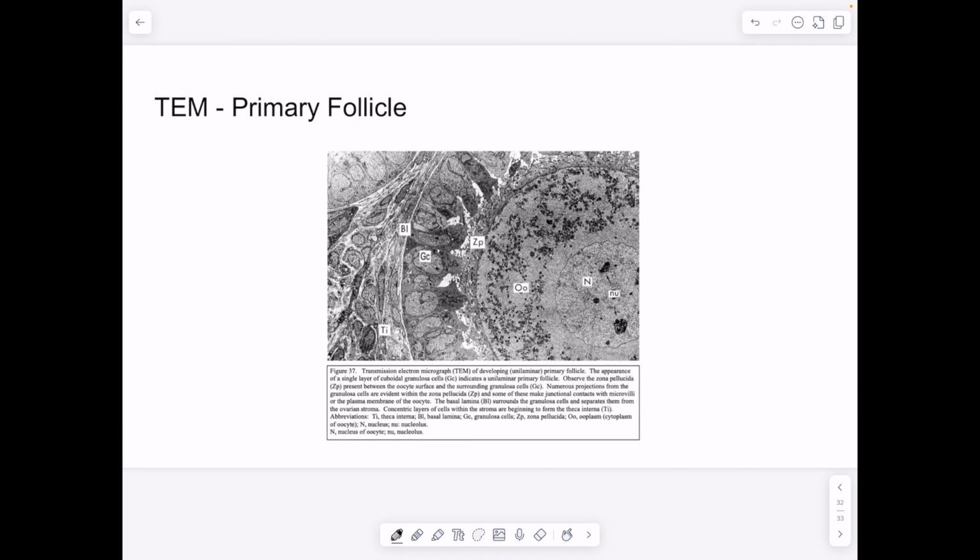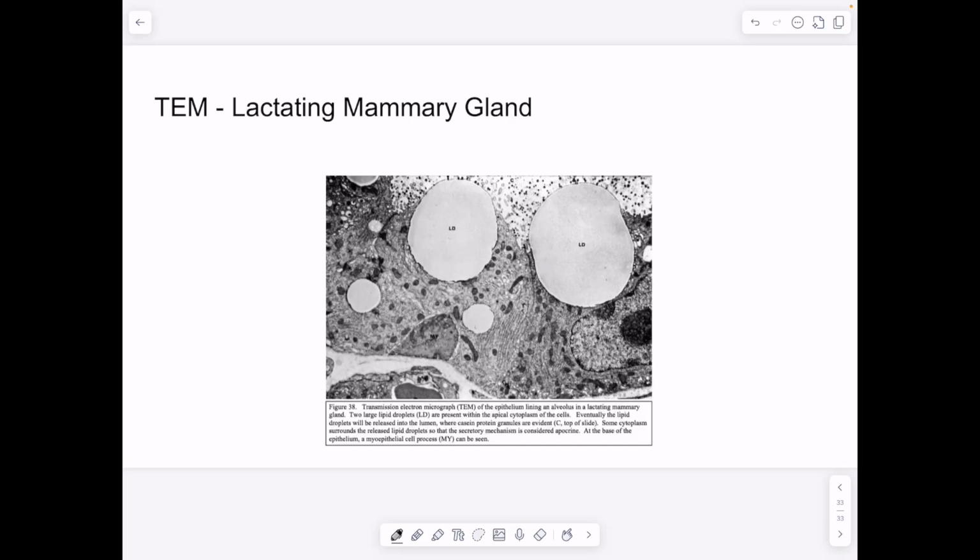All right, primary follicle. Oh, nice. Okay, so here's our oocyte. Here's our zona pellucida right here. These appear to be our granulosa cells. Here's our basement membrane, and then theca interna right there. All right, lactating mammillary glands, lipid droplets present, okay, and a myoepithelial process that appears to be right here. Interesting.